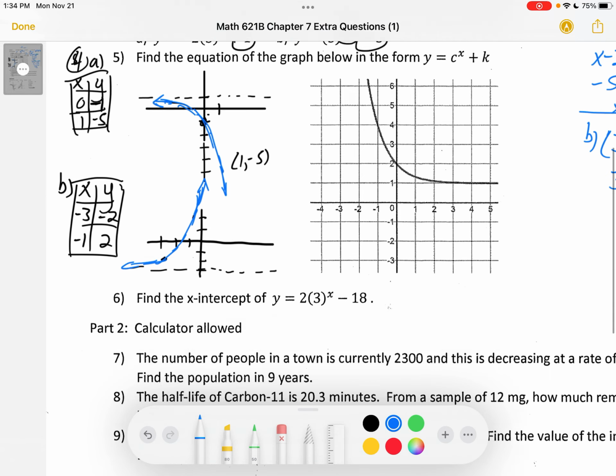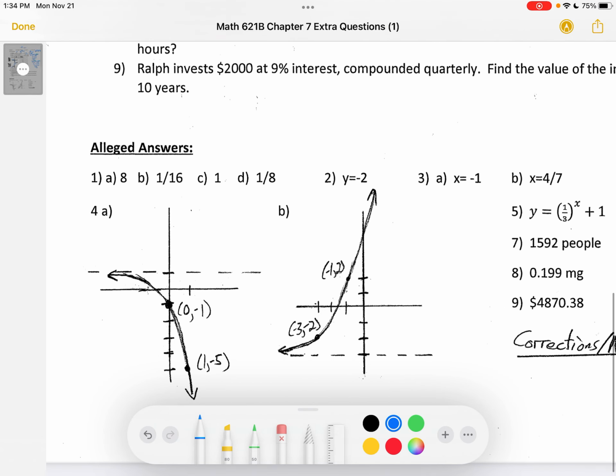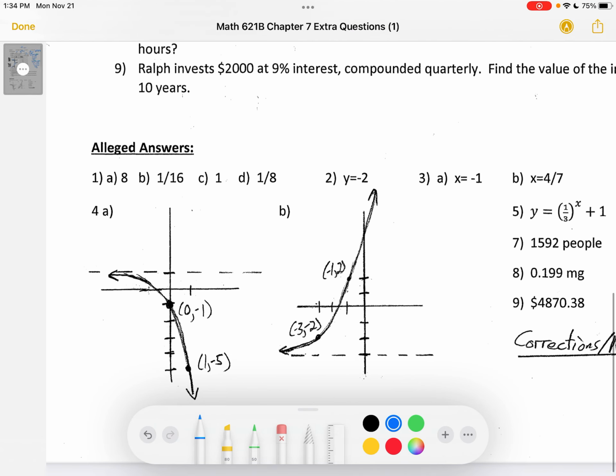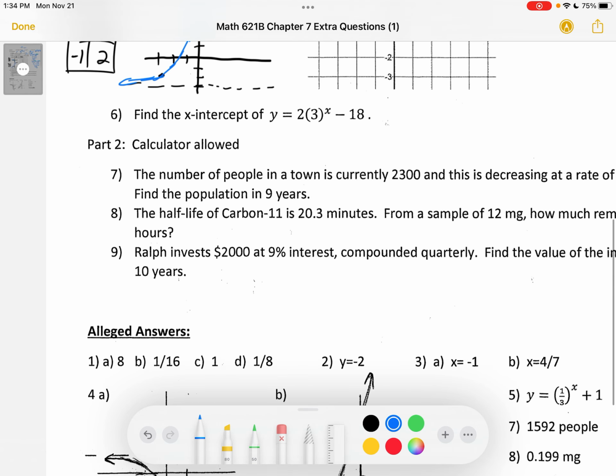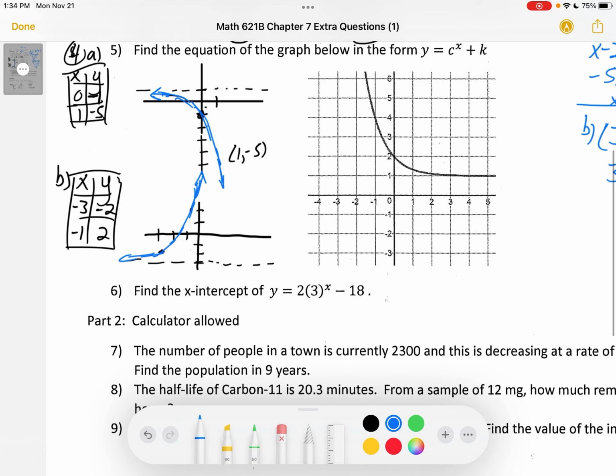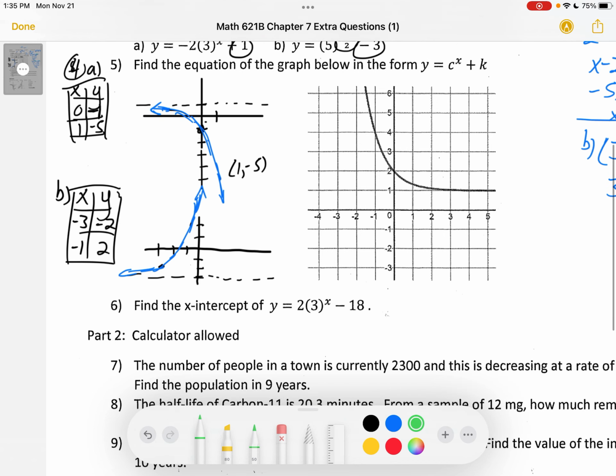Okay, let's see if those look pretty good. Yep, those are the same points that I chose for my answer key, but we could have had other ones. All right, find the x-intercept of, sorry, we're forgetting one here.